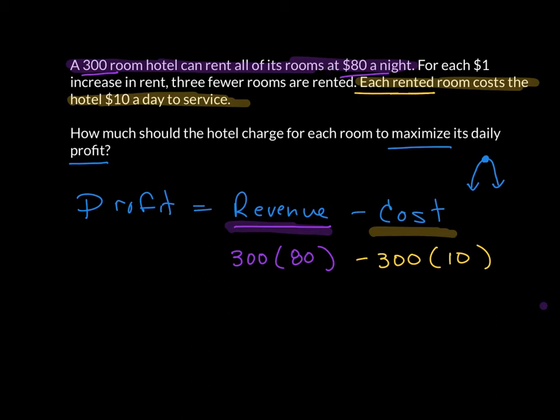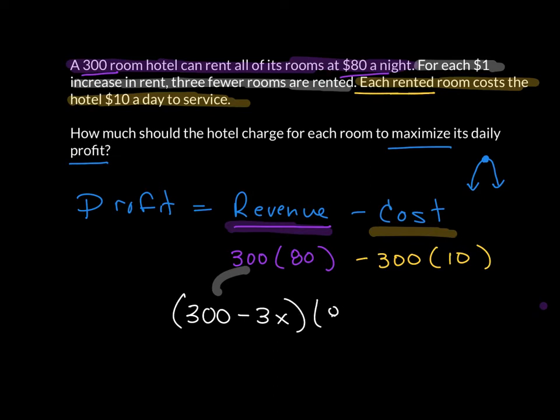Now it's saying for each additional night, there is $1 increase in rent, but 3 fewer rooms are rented. All right, so this is what this looks like. So the 300 from here now becomes 300 minus 3 fewer rooms, but instead of it being $80 a night, it is $80 plus X.